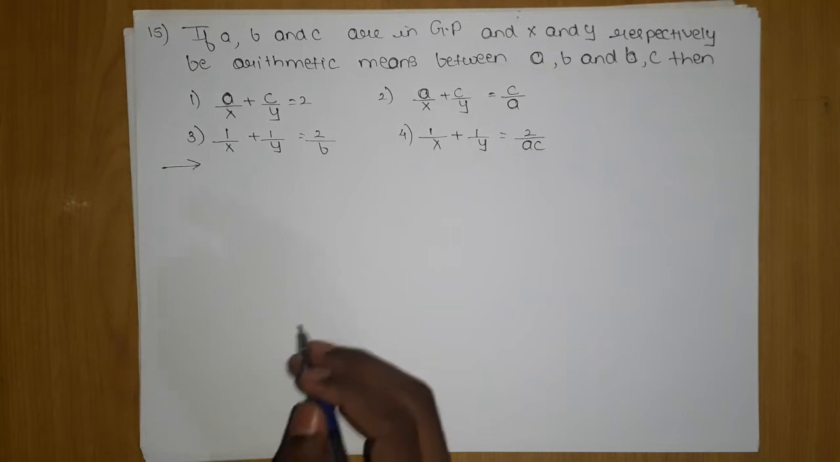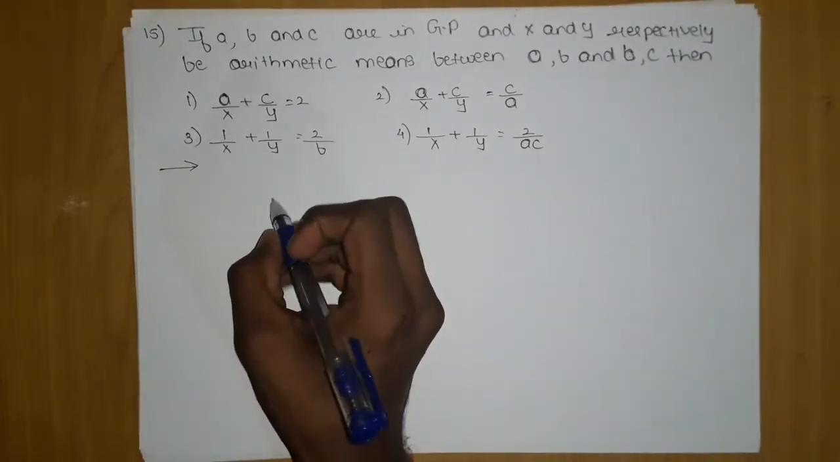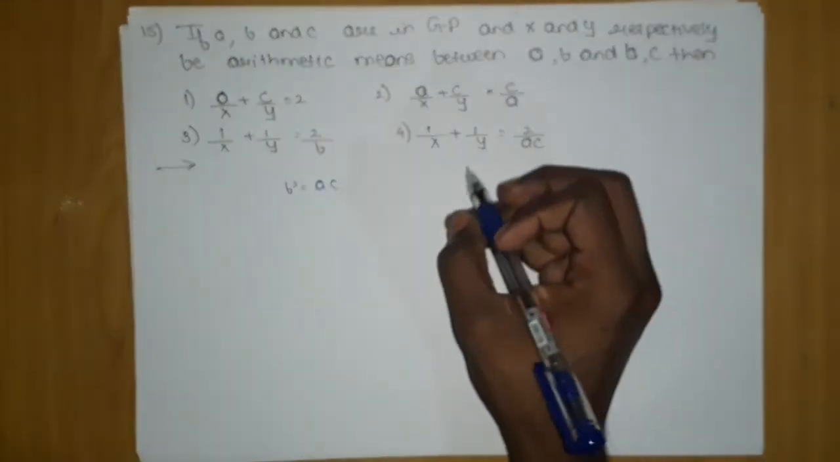Okay, so the question says: if a, b and c are in GP, and x and y respectively are arithmetic means between a, b and b, c, then the conditions are: a by x plus c by y is equal to 2, a by x plus c by y is equal to c by a, 1 by x plus 1 by y should be equal to 2 by b, and 1 by x plus 1 by y is equal to 2 by ac. Now if it is in GP, b square should be equal to ac. This is a GP condition.